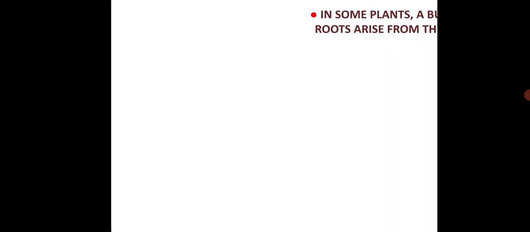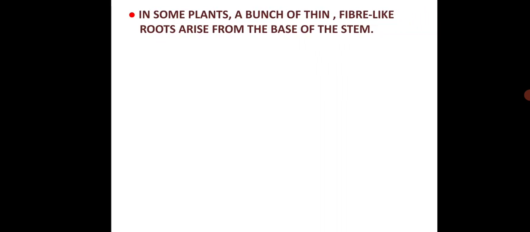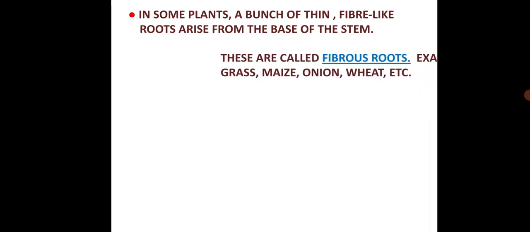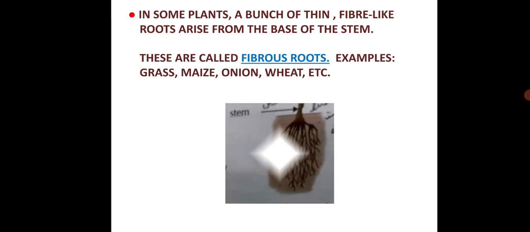Fibrous roots. In some plants, a bunch of thin fiber-like roots arise from the base of the stem. These are called fibrous roots. Grass, maize, wheat, onion and rice are examples of plants in which fibrous roots are found.